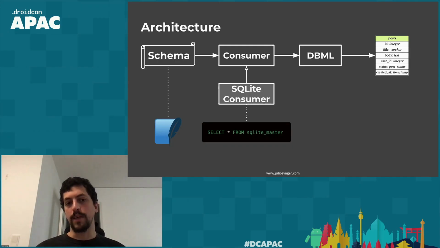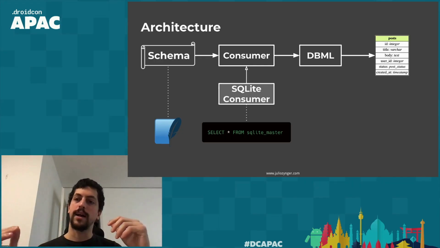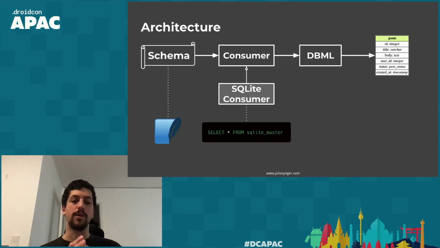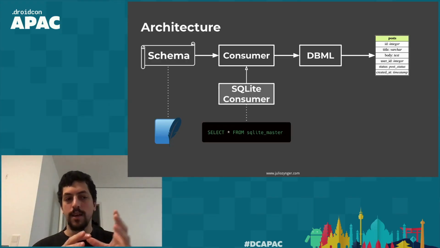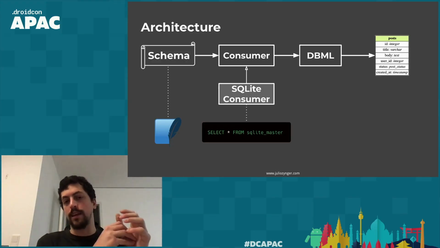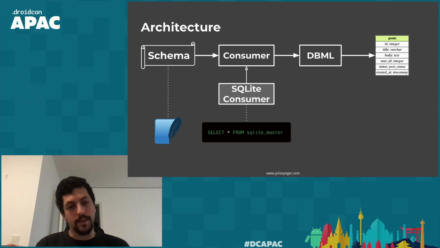So as you can see here, it makes FloorPlan, the overall pipeline, agnostic to where the schema comes from or even how the schema is organized. As long as you have a consumer that can translate that into DBML, the rest of the pipeline doesn't need to change.